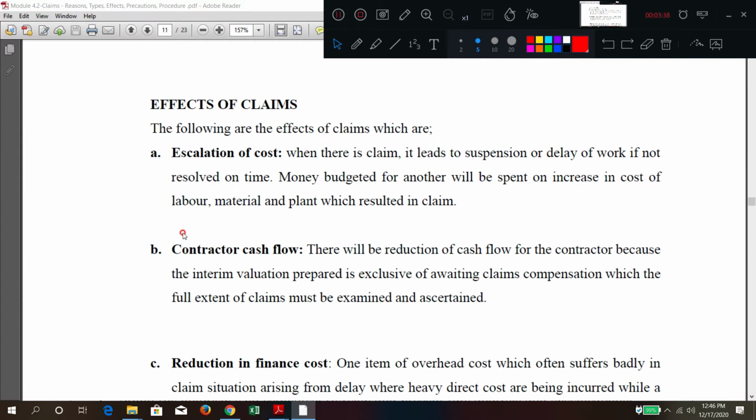Now, very important, what is the effect? Suddenly, if there is a change, whatever may be the reason, if there is a claim from one party to another party, what can be the effect? The major effect is additional cost. The project may lead to additional cost. How? The contractor may claim additional money, or the client may claim additional money. That is the cost part.